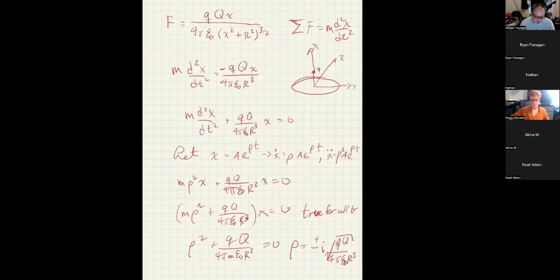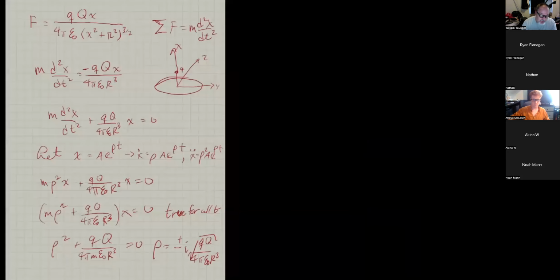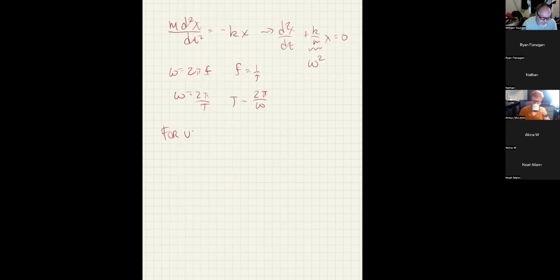So in our case, what went in front of that x was essentially q over 4 pi m epsilon naught r cubed. So for us, omega will equal the square root of q over 4 pi epsilon naught m r cubed, which equals 2 pi over T. So T is going to equal 2 pi times the square root of 4 pi epsilon naught m r cubed over q.